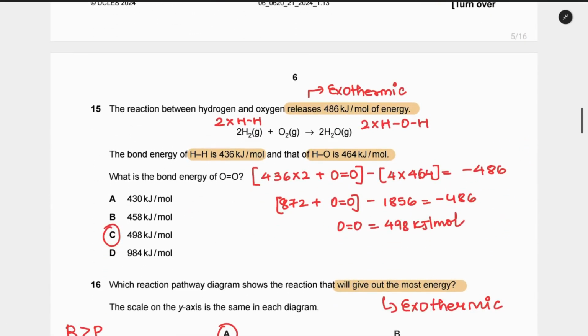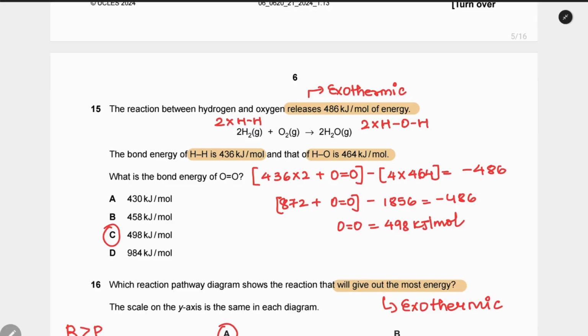15th question. The reaction between hydrogen and oxygen releases 486 kilojoule per mole of energy. So it's an exothermic reaction and we're going to have minus 436 kJ per mole. The equation is given to us. We need to check whether the equation is balanced or not. The bond energy of H-H is 436 kilojoule. They have already given the value for hydrogen, and that of O-H, they have given us 464. So probably they are going to ask O2. Yes. What is the bond energy of O=O?